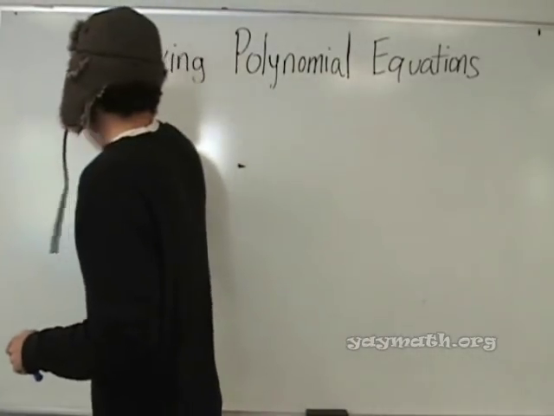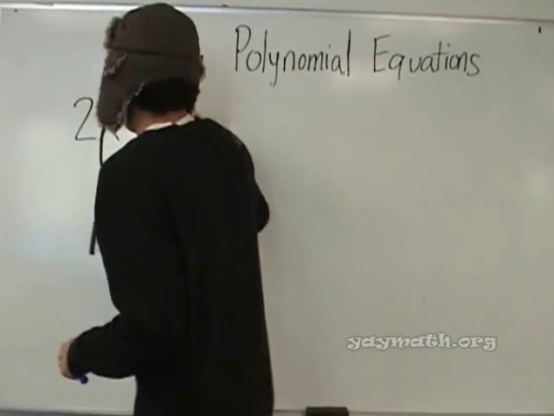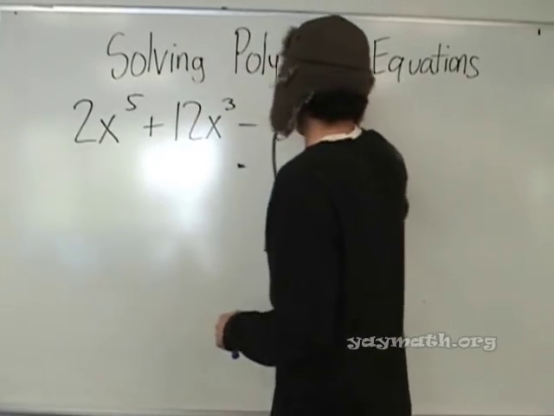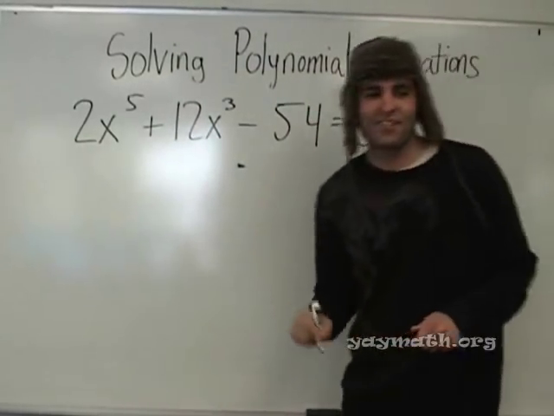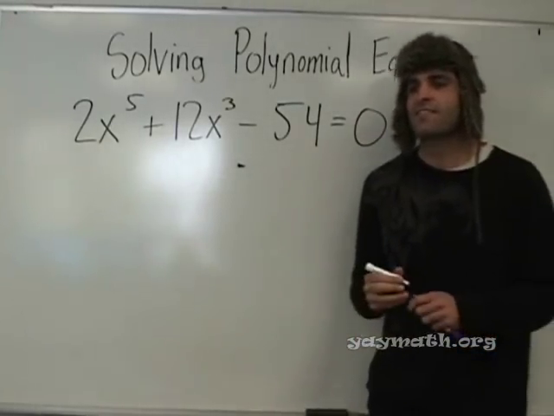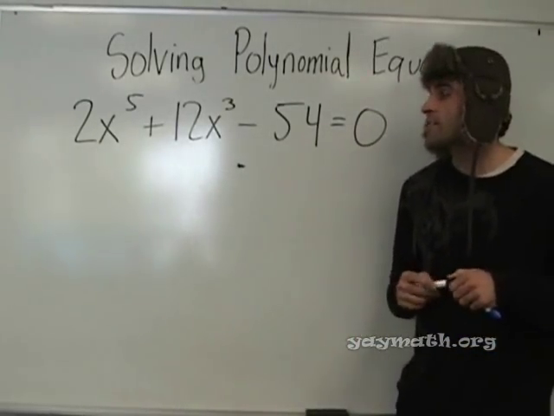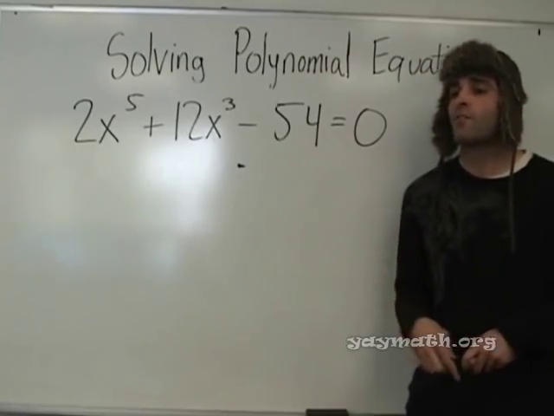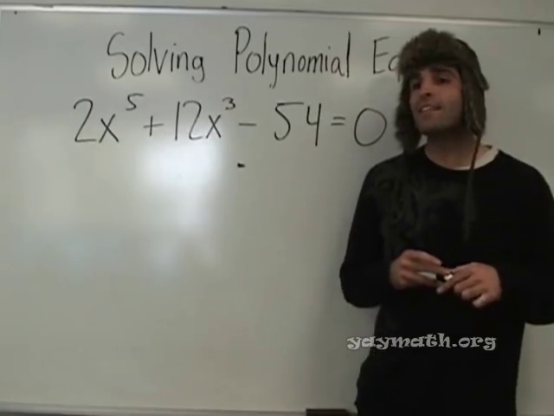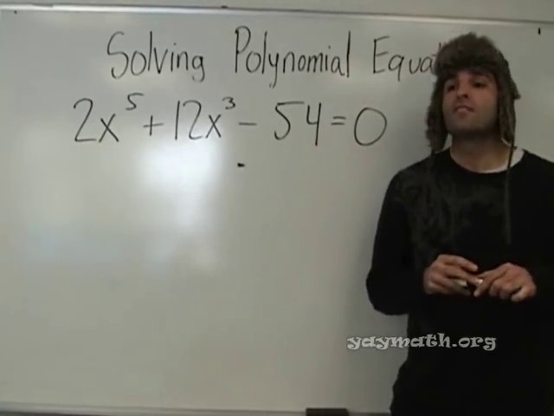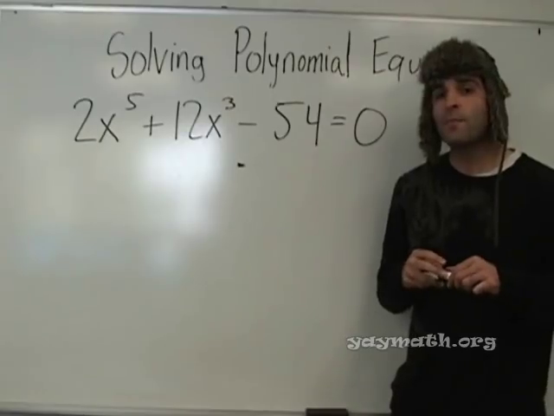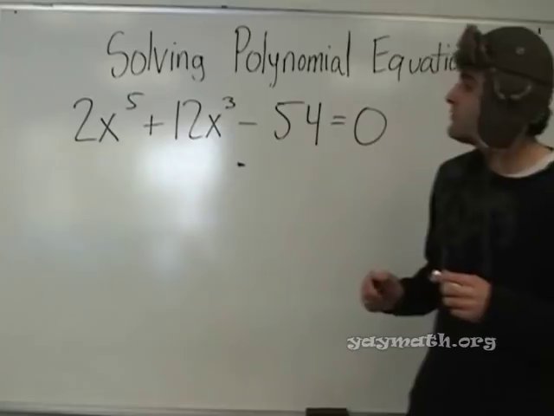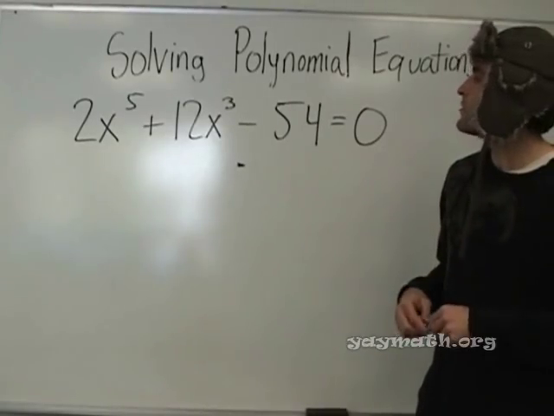Okay, last one. 2x to the 5th plus 12x cubed minus 54 equals 0. You ask, are you serious? Yes, it's serious. So, are you ready to rumble? Let's talk. What was the first step in all factoring equations again? Look for the greatest common factor. Is there a 2? There is a 2.